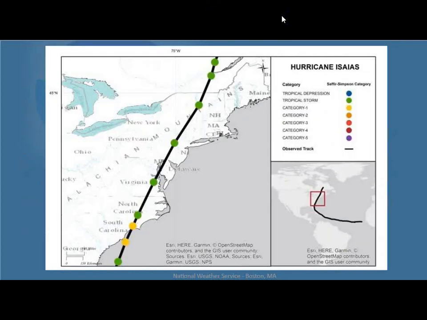So this is a look at the track of what was formerly Hurricane Isaias. The yellow circles represent Category 1. You can see it made landfall in the Carolinas, and then it weakened to a tropical storm.